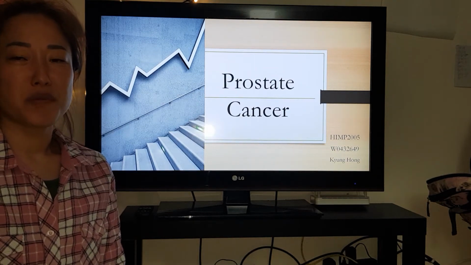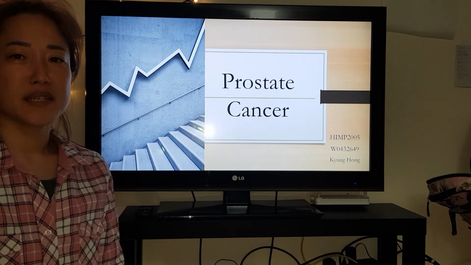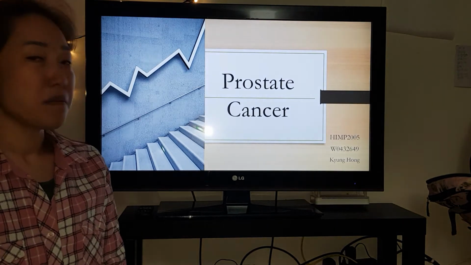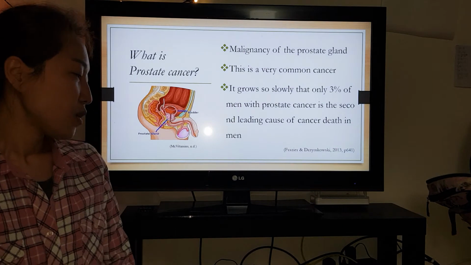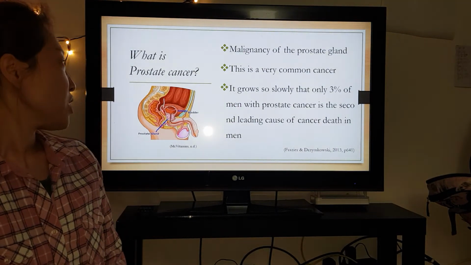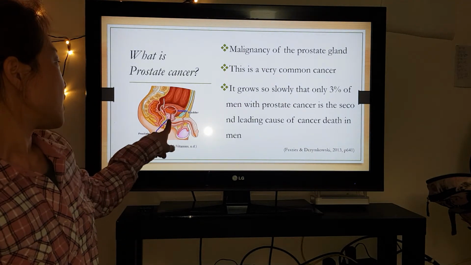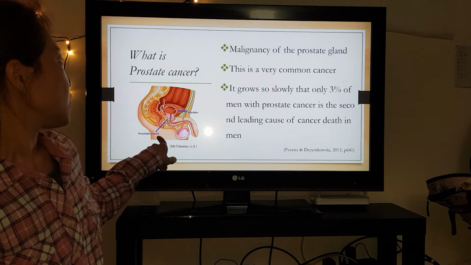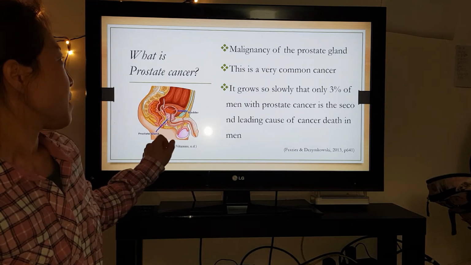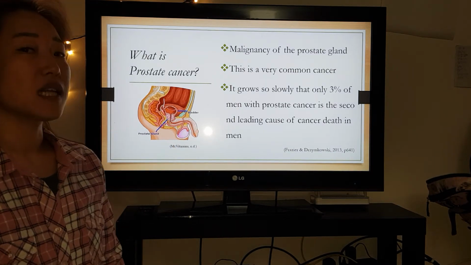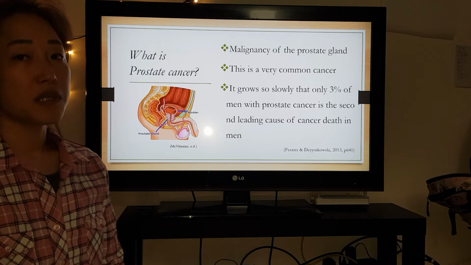I'm going to have my presentation about prostate cancer. So let's look at my PowerPoint. Then what is prostate cancer? Look at the picture first. This is a prostate gland. So prostate cancer is a malignancy of the prostate gland. This is a very common cancer.